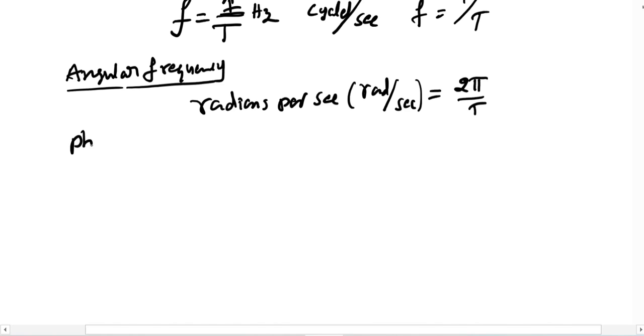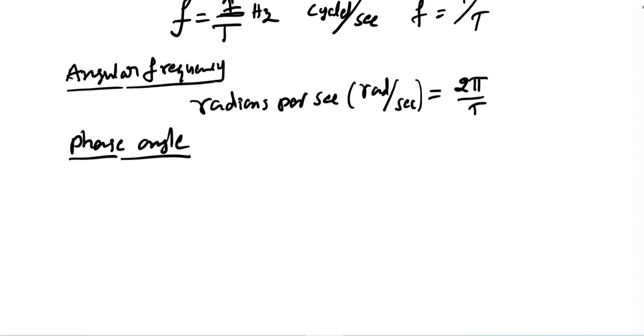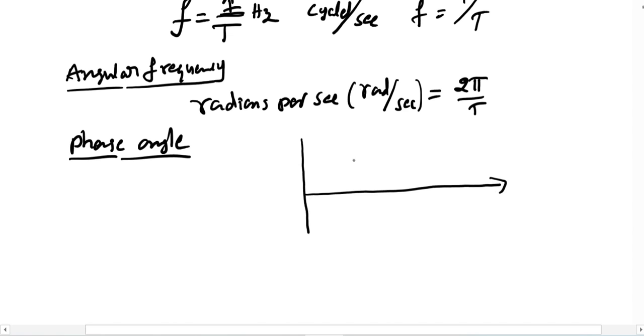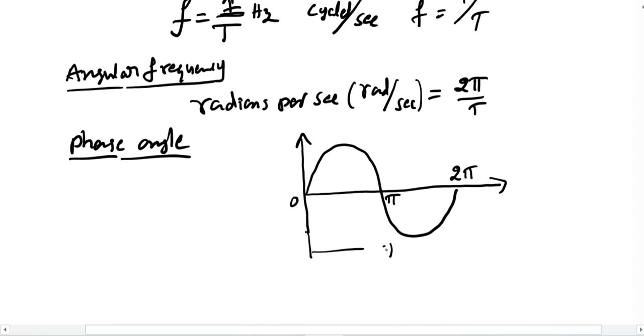And phase angle. Phase angle is a very important term you need to understand here. If you have a waveform like this, this is my waveform, and it has 2 pi, and this is pi, and 0 is there. So this is my complete one period.